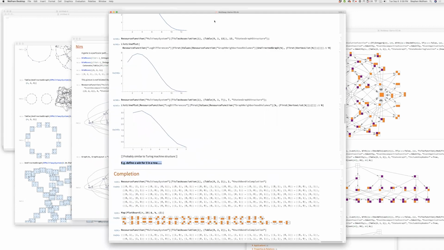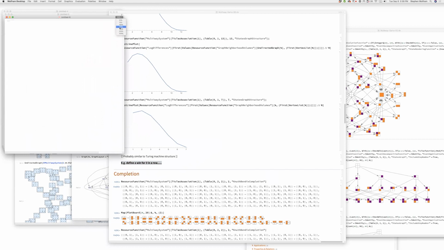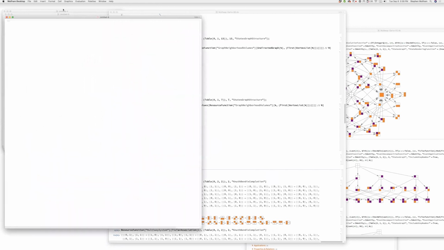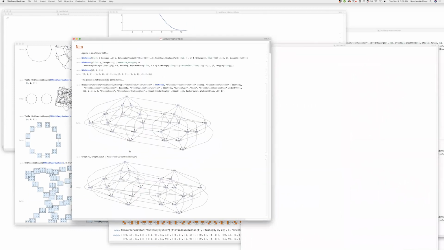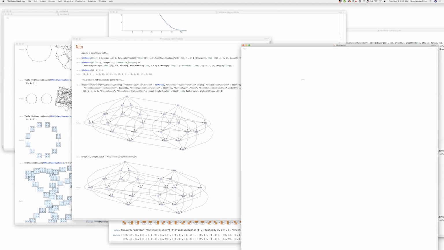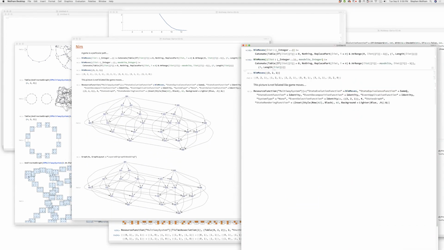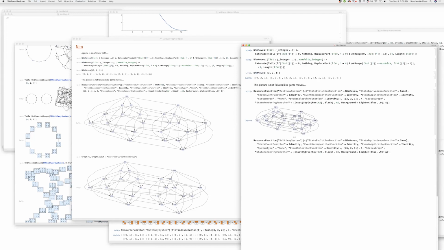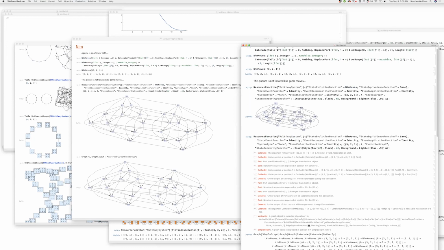So if I make... so here I've got my random Nim moves. Okay, this is not foliated like game moves, I say. I wonder how you would foliate it like game moves. I guess, can I say evolution graph, or does that not work unless I specify lots of other stuff here? I am about to find out. That doesn't work.